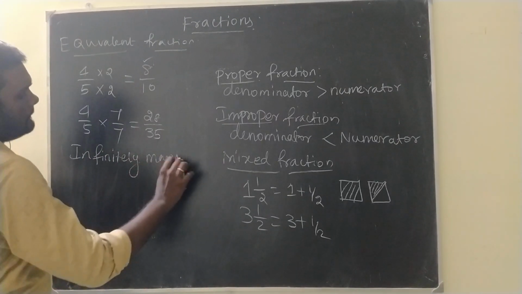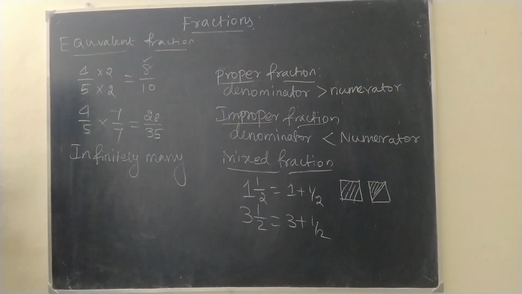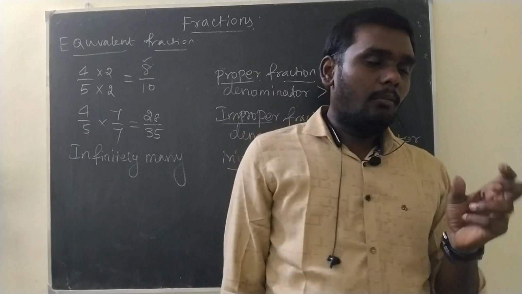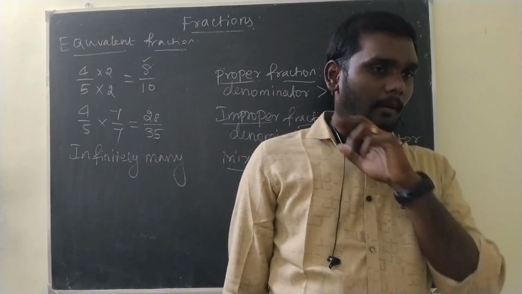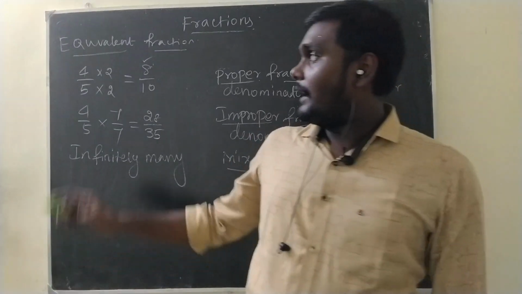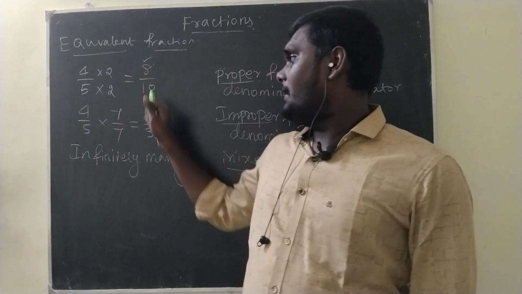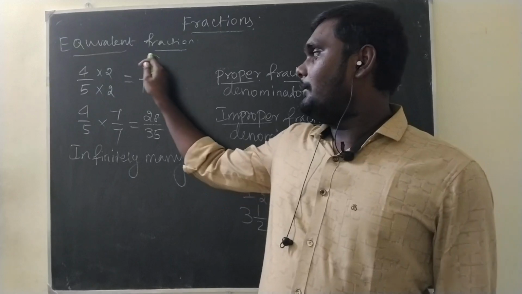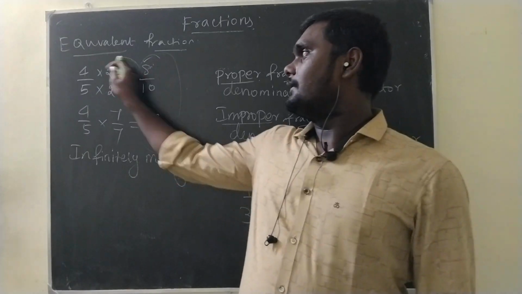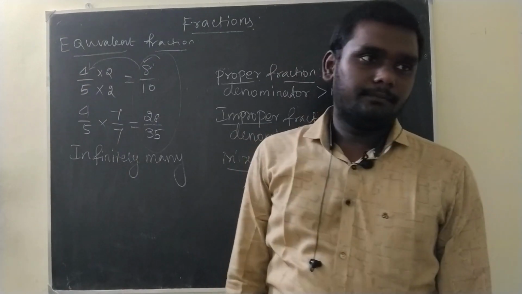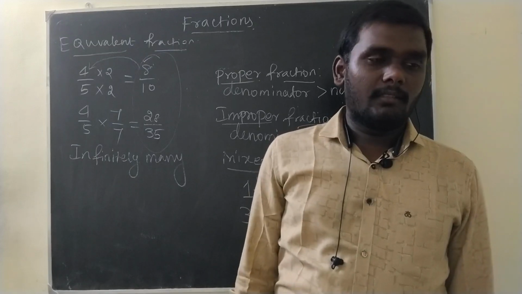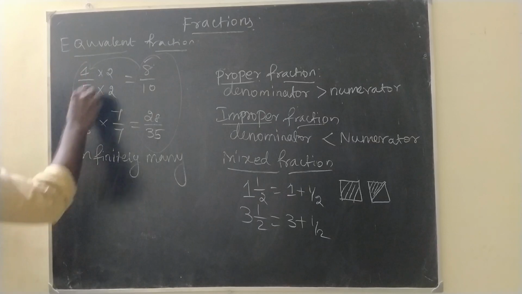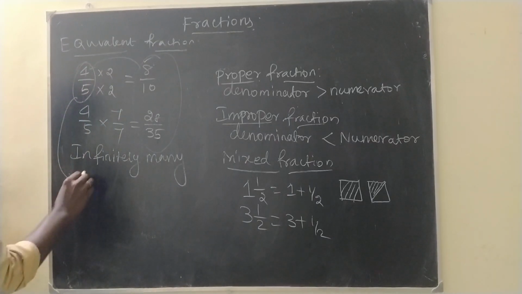Infinitely many equivalent fractions are there, among which only one is the simplest form, that is the fraction itself. We can say 8 by 10 and 28 by 35 are equivalent fractions, but the simplest form of all the equivalent fractions is this fraction itself. So this form is called the simplest form. What form?